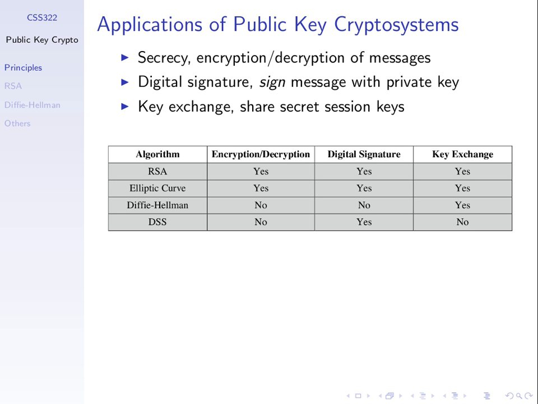Some algorithms. RSA is one algorithm for public key cryptography. There are others based on different mathematical concepts: elliptic curve algorithms, Diffie-Hellman, DSS. So these are just 4 examples of algorithms and their use in these 3 different applications.